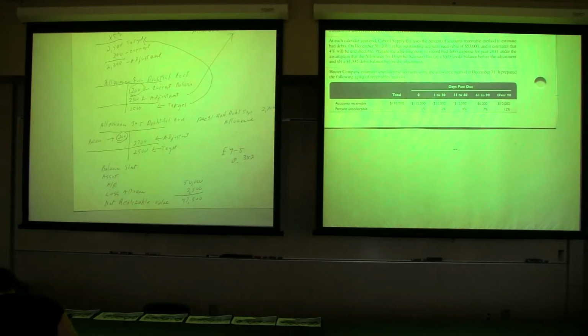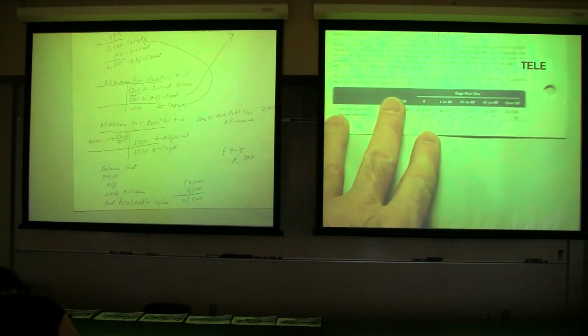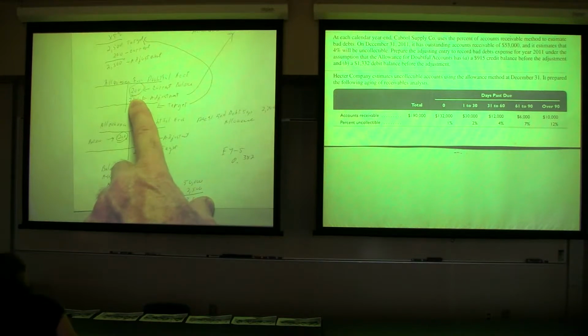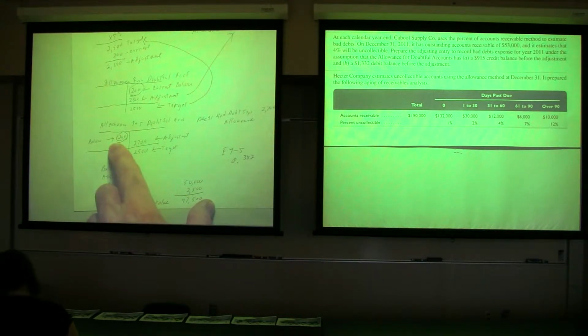All right. So at each calendar year end, the Carroll Supply Company uses a percentage of accounts receivable method to estimate bad debt expense. I'll make it a little larger because it's easier to read. Okay. On December 31st, its outstanding accounts receivable is $53,000 and it estimates that 4% will be uncollectible. Prepare the adjusting entry to record the bad debt expense for 2011 under the assumption that the allowance for doubtful accounts, in the first place, has a credit of $915, and in the second instance, has a debit of $1,332. Okay? So let me turn you loose with that.